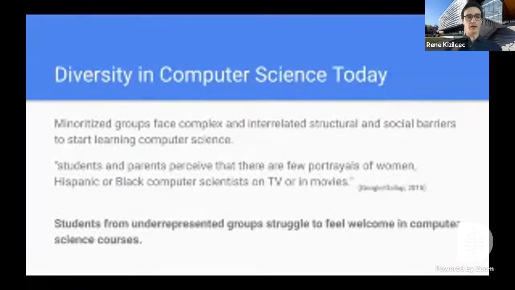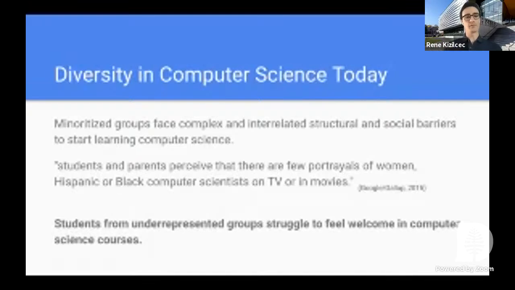Why is it that minoritized groups face these complex and interrelated structural and social barriers to start even going in the direction of computer science, right? Let alone stay in a computer science profession. One place that has a lot of great information on how people on the ground are thinking about this is the Google Gallup polls. So if anybody's interested in this topic, I highly recommend the kinds of polls that they do. They're very careful, they're nationally representative, they're really well done.